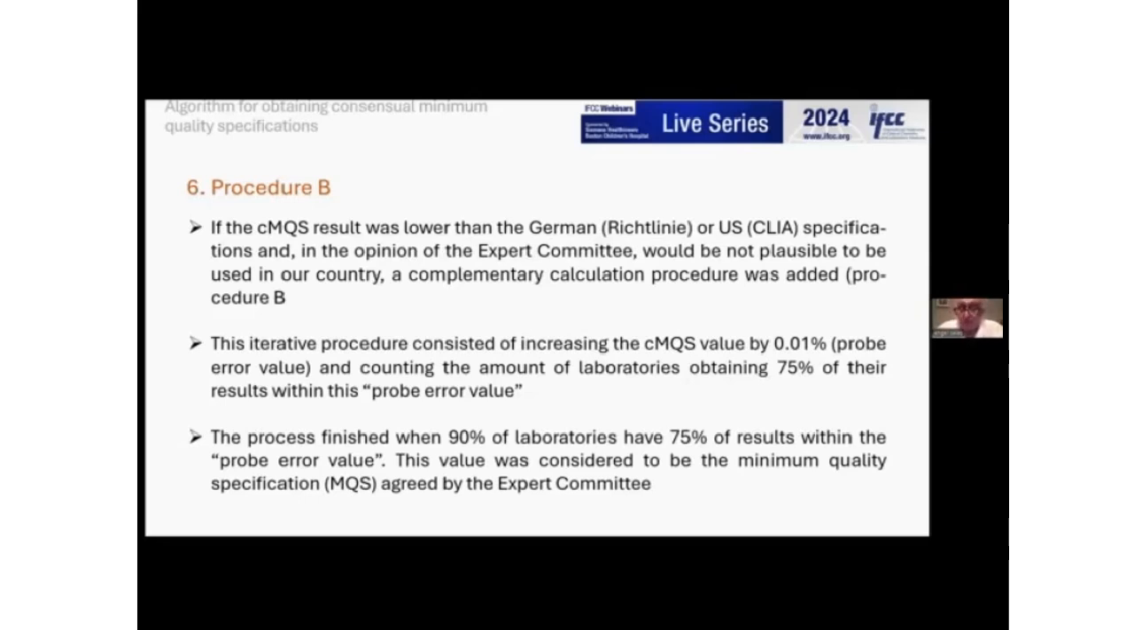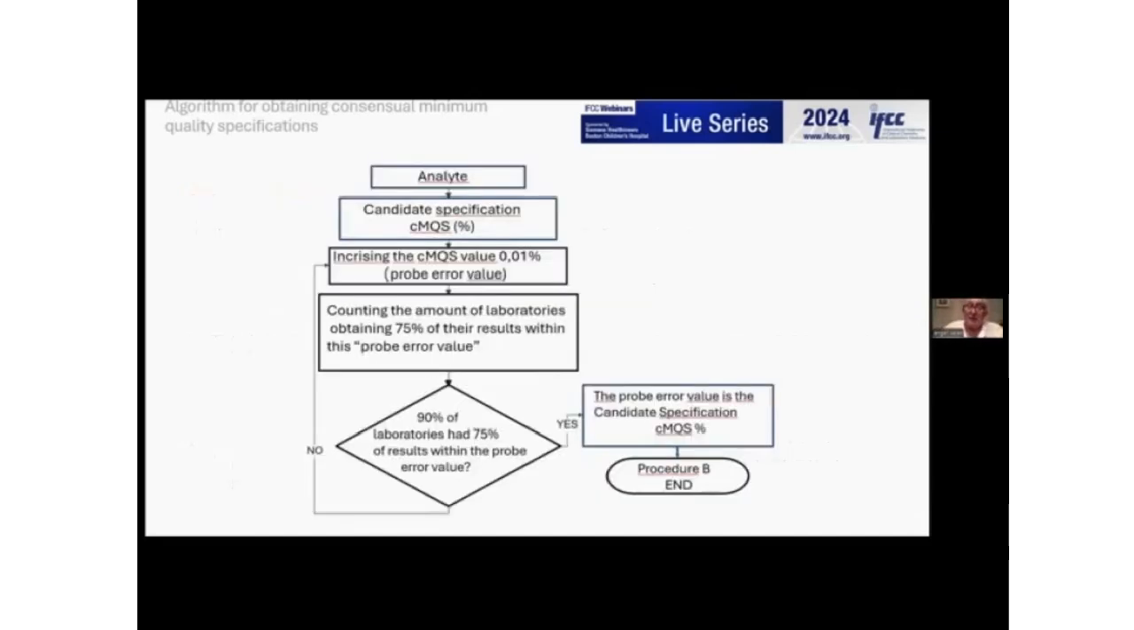Then we reach 90% of laboratories with 75% of their results meeting this error value test. This becomes the candidate and the final specification. Well, I would now like to present some results to you.